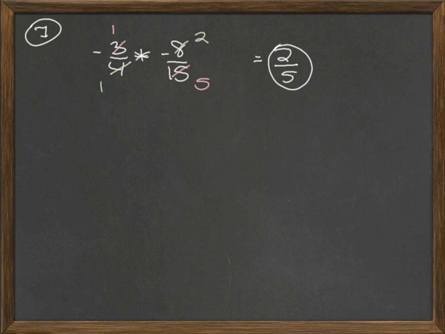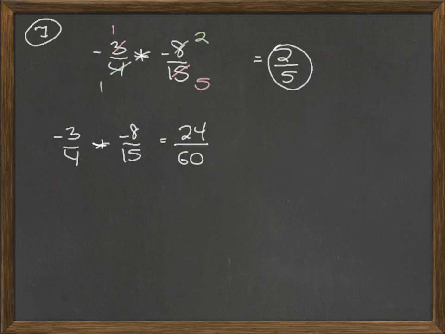What if, instead of doing it that way, I decided to multiply first and then reduce? Would I get the same answer? Well, let's see. Negative 3 times negative 8 is positive 24. 4 times 15 is positive 60. So, as you can see, 24 over 60 is not the same as 2/5. So, of course, what we have to do is reduce. 12 actually goes into both of these numbers. 24 divided by 12 is 2. 60 divided by 12 is 5.